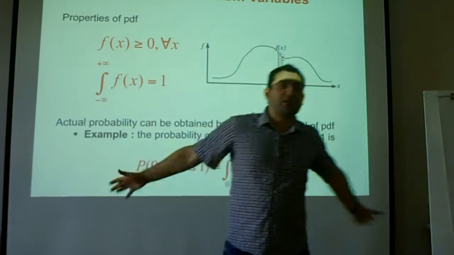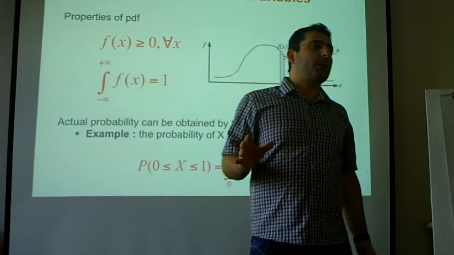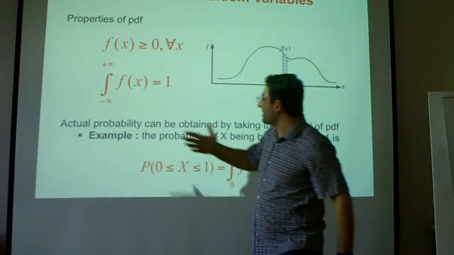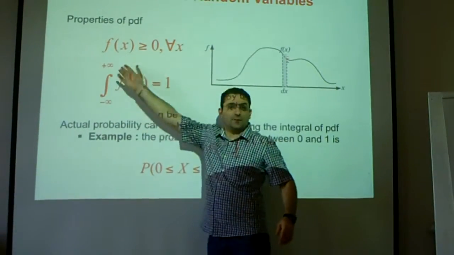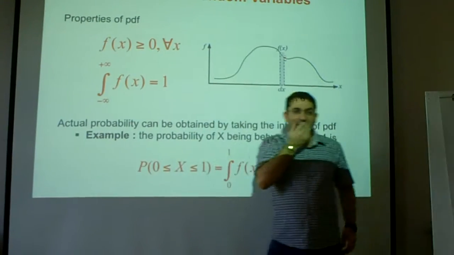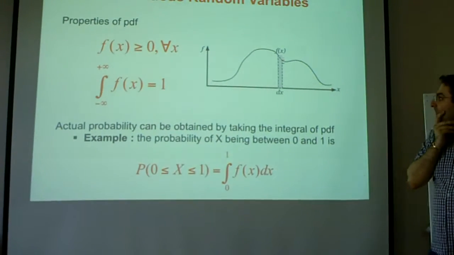So what is the probability from minus infinity to plus infinity? It means the addition of all probabilities. What is the addition of all probabilities? 1. That's why we have the integral from minus infinity to plus infinity. The value of the probability, the integral, is 1.